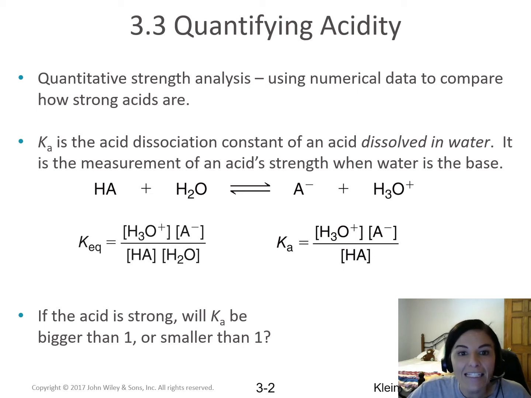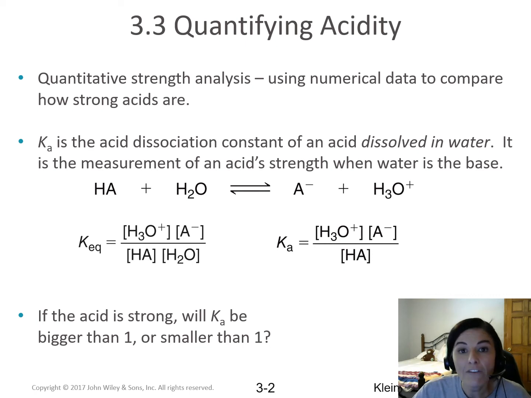If the acid is strong, will Ka be bigger than 1 or smaller than 1? Okay, hopefully you're all sitting there going, it will be bigger. If an acid is strong, that means it loses its proton very readily. It's ready for water to come and just take it away. That means we're going to have a lot of products, not a lot of reactants, so our equilibrium constant is going to be greater than 1.